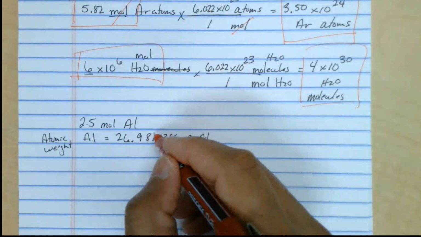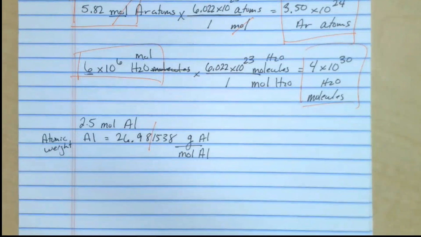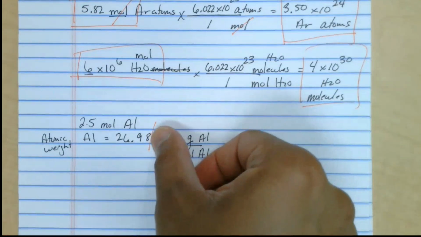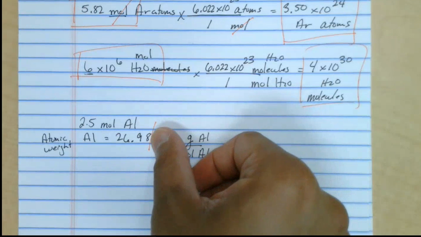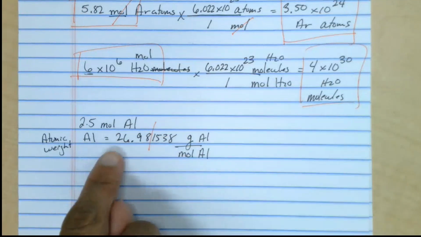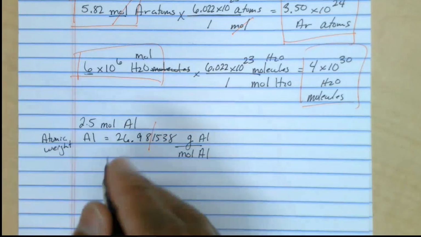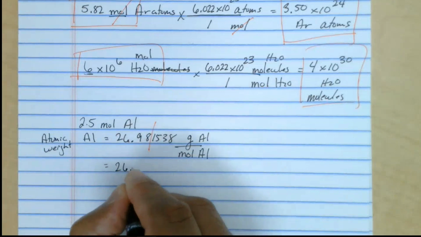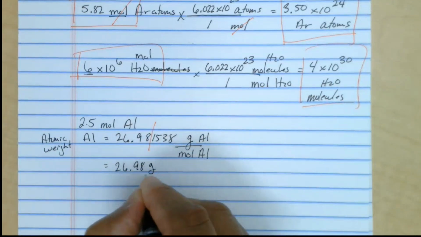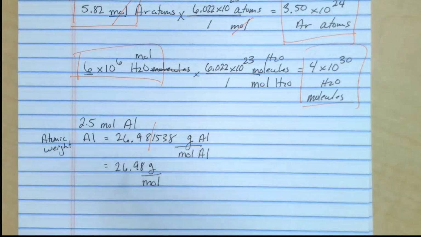Common practice just to round to 2 decimal places. That's good enough for what we do in our class. So for aluminum, we'll just call this 26.98 grams per mole.